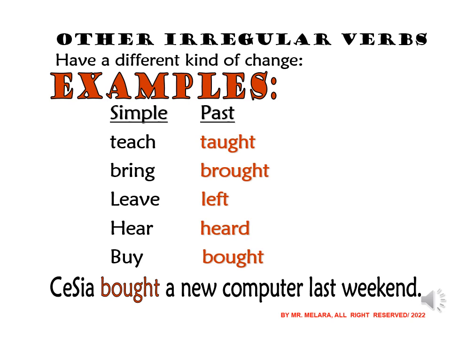In this second category, these kinds of verbs have a different kind of change. This changes all their structure. For example, teach, taught, bring, brought, leave, left, hear, heard, buy, bought. Example: Sasha bought a new computer last weekend.